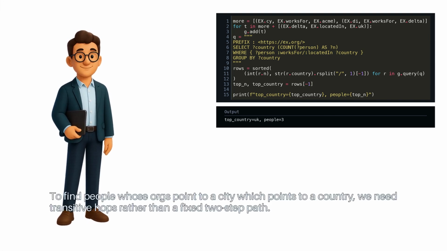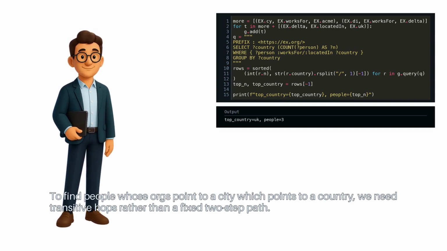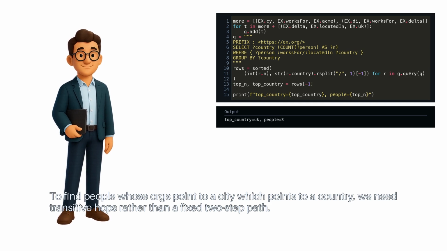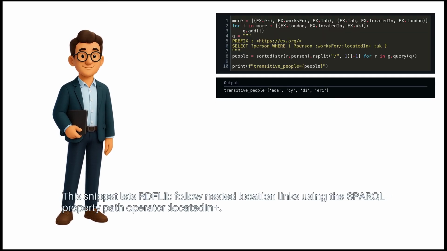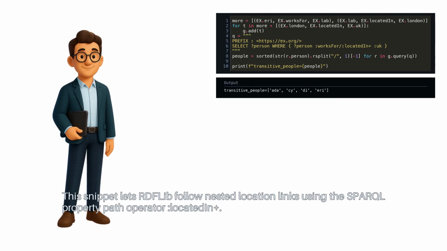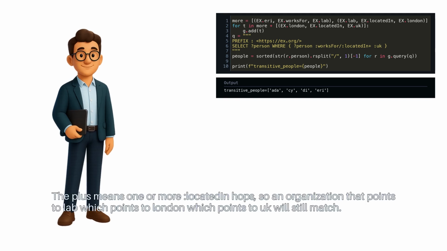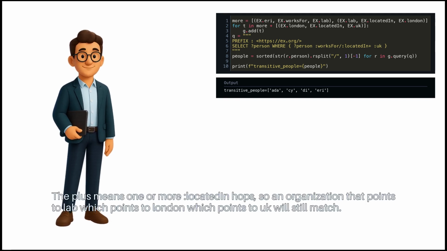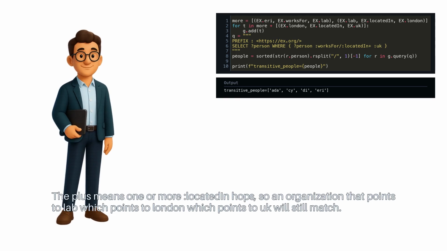To find people whose orgs point to a city which points to a country, we need transitive hops rather than a fixed two-step path. This snippet lets RDFLib follow nested location links using the SPARQL property path operator located in plus. The plus means one or more located in hops. So an organization that points to lab, which points to London, which points to UK, will still match.